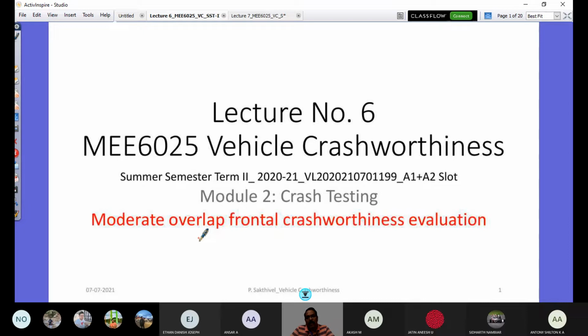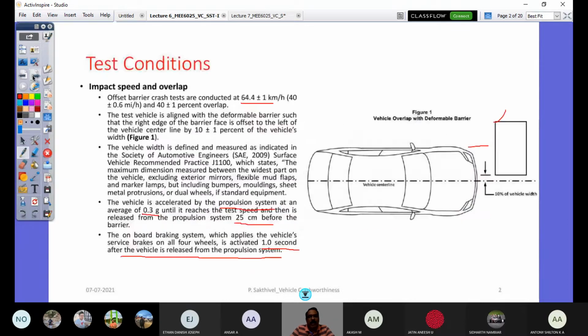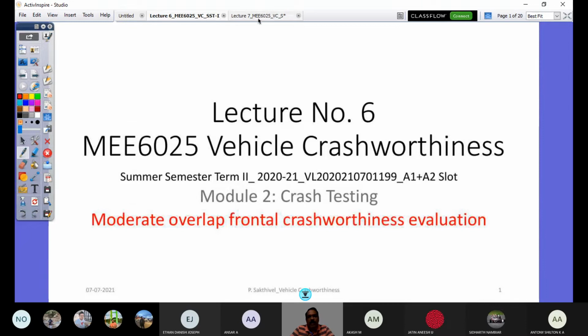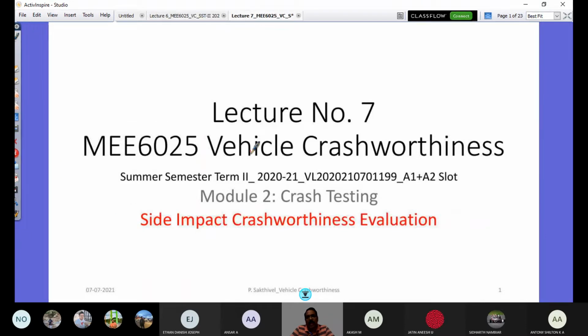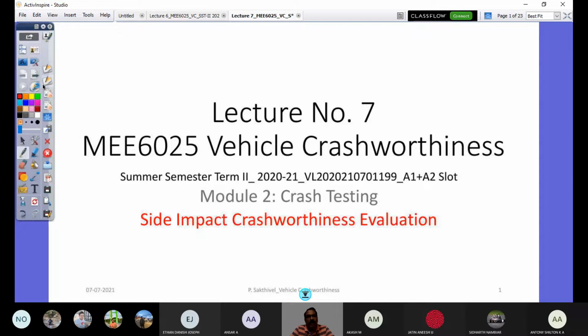So this test was conducted, right? Let us now look, in a similar way, at the side impact crashworthiness evaluation. Again, the technical resource and information that I present are from the technical notes published by the Insurance Institute for Highway Safety, IIHS. So let's go with the lecture.